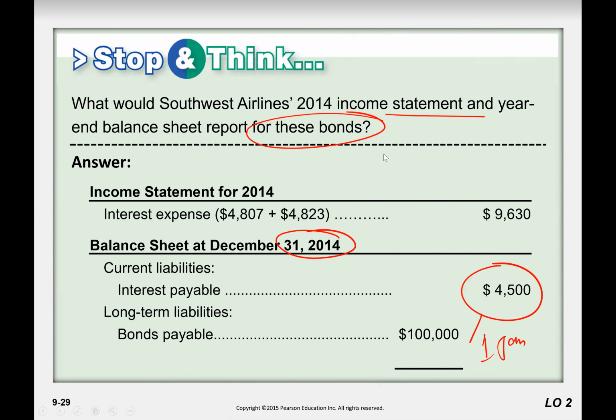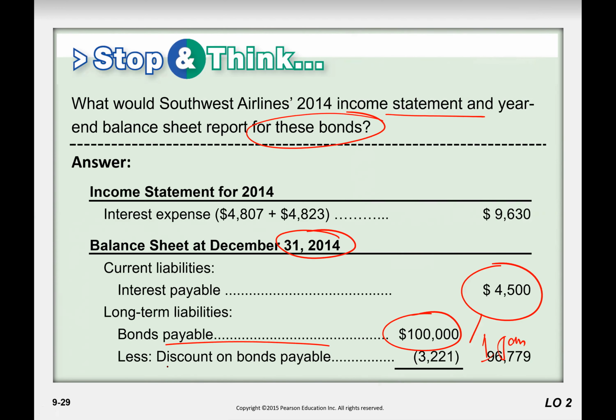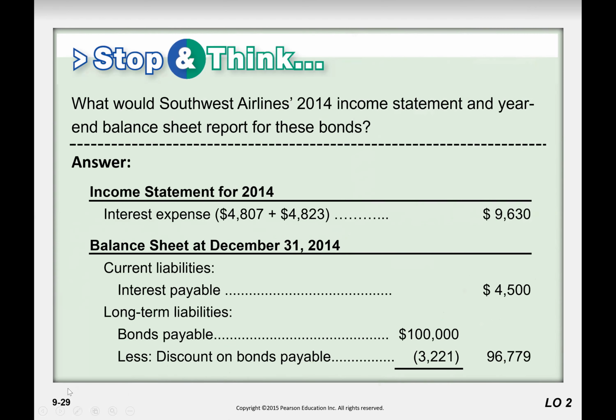And the long-term liability is 100,000. Discount that is left 3221. So after 1 year, the bond value has increased from 96,149 to 96,779, right?